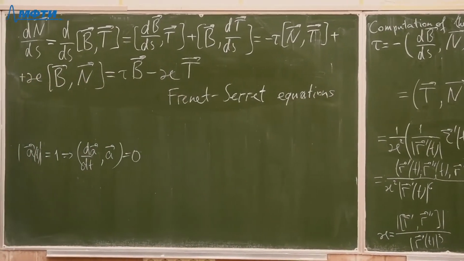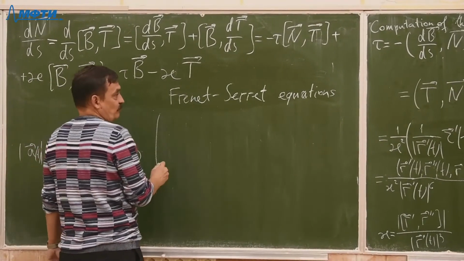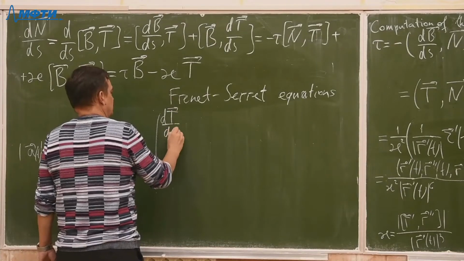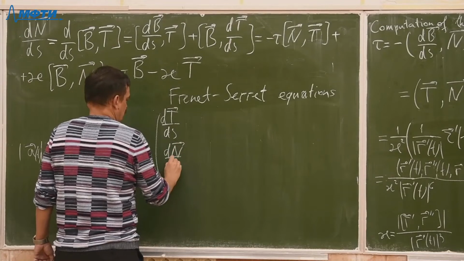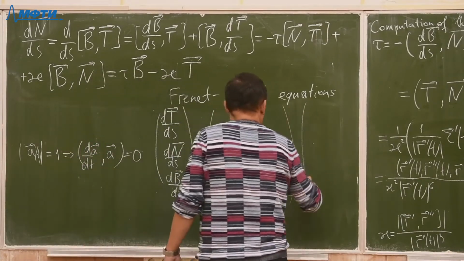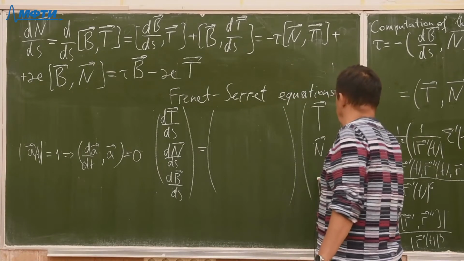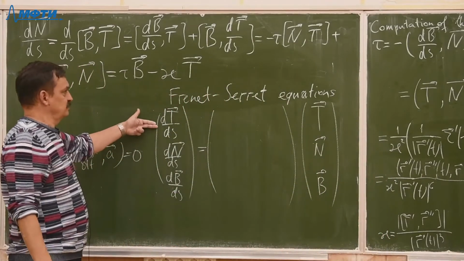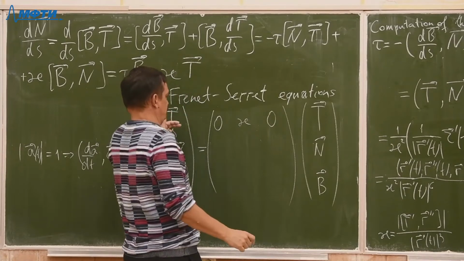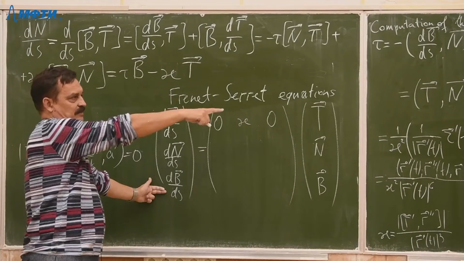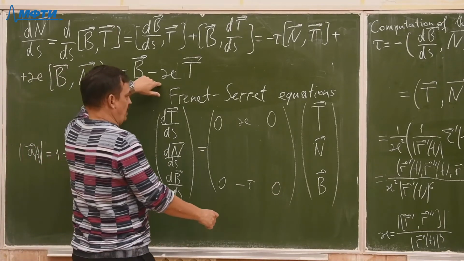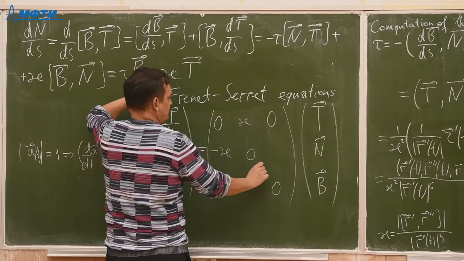A very nice way to write them down is to use matrix form. So if I use T, N and B, the order is T, N, B, and here T, N, B. Then what is it? dT over ds, look, is kappa times N. So 0, kappa, 0. This is equal to that matrix times that vector. dB over ds is minus tau N, so 0, minus tau, 0. dN over ds is tau B minus kappa T, so minus kappa, 0, tau.